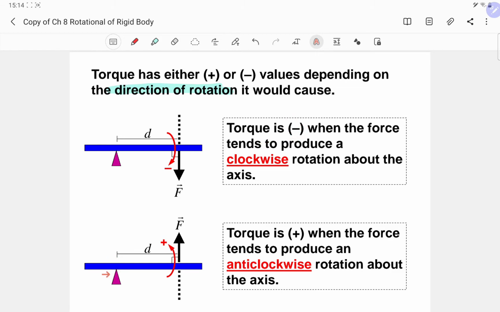Next, the same thing: from the point of rotation over here, the straight line to the line of action, 90 degrees to the line of action, is the moment arm, and this is the line of action. So from here, we can see that the direction is anti-clockwise. For anti-clockwise, the sign convention is positive.